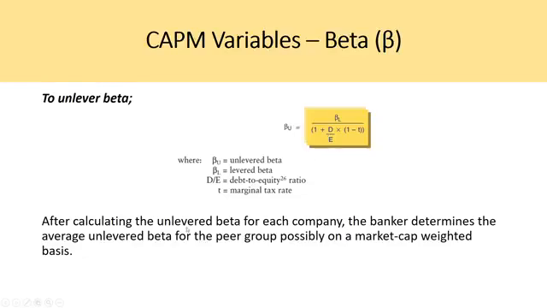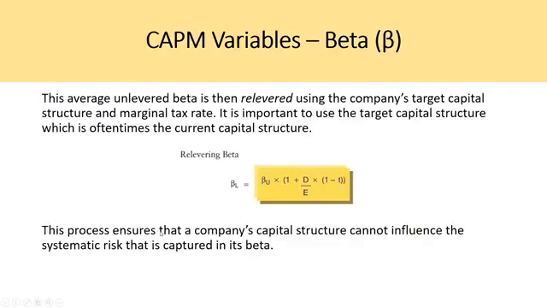So after calculating the unlevered beta for each company, the banker determines the average unlevered beta for the peer group, possibly on a market cap weighted basis. So you take the peer group average and then you relever it. So this average unlevered beta is then relevered using the company's target capital structure and marginal tax rate. It is important to use the target capital structure, which is oftentimes the current capital structure. This process ensures that a company's capital structure cannot influence the systematic risk that is captured in its beta.